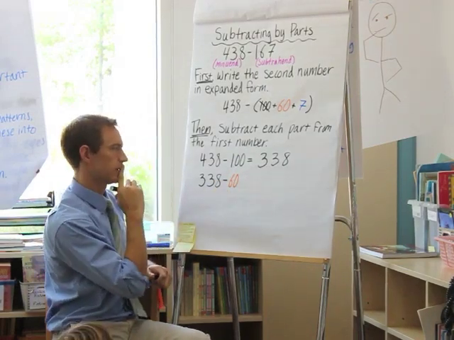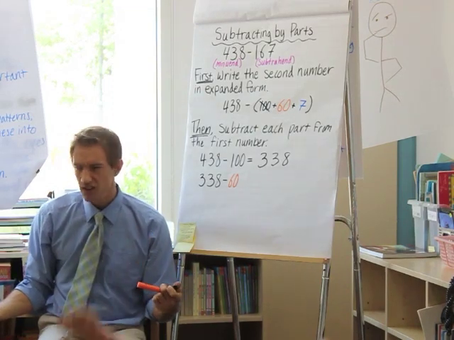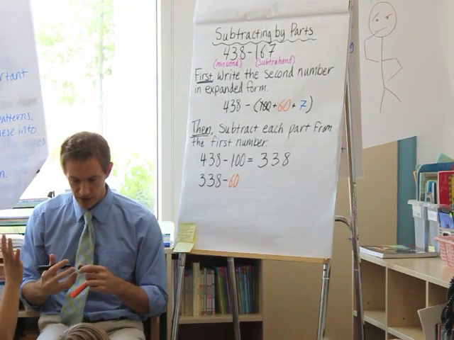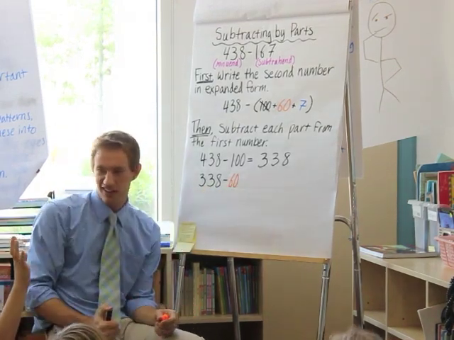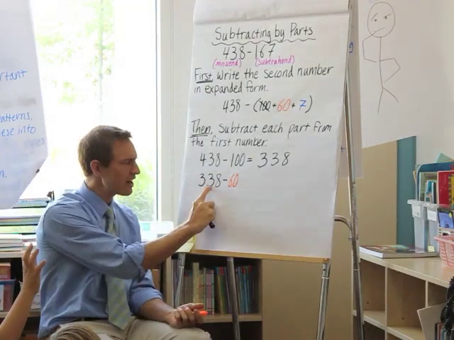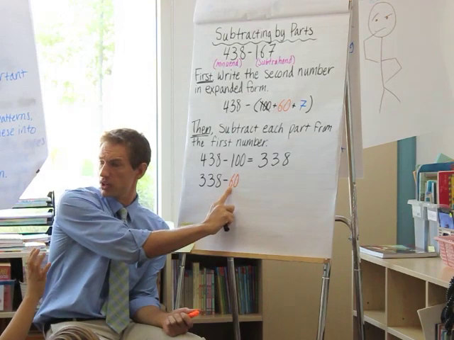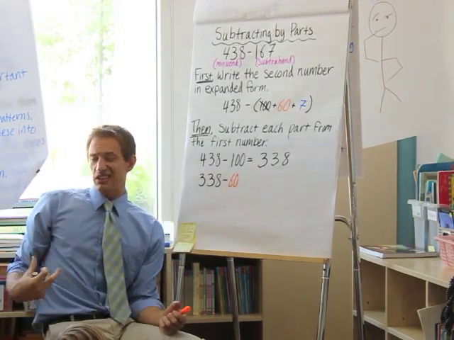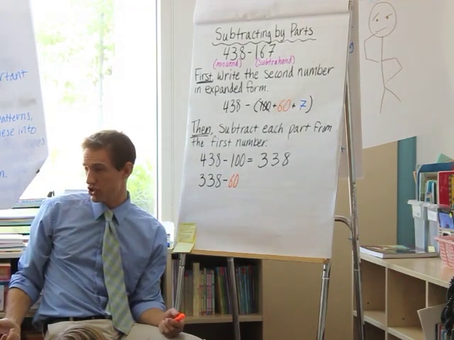Wait a minute. Do you notice something? Do you notice that I have to do something special here? I can't just take 60 away from 30, can I? No, I only have 3 tens here. I need to take away how many tens, everybody? 6 tens. Oh, this is kind of difficult for me. I'm not really sure how to do that.